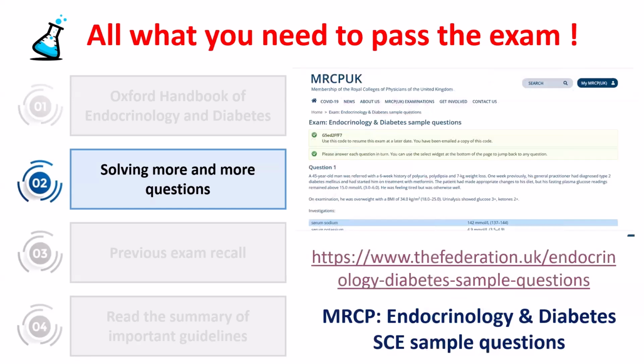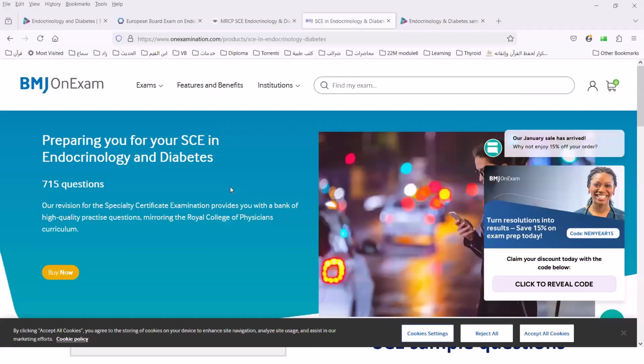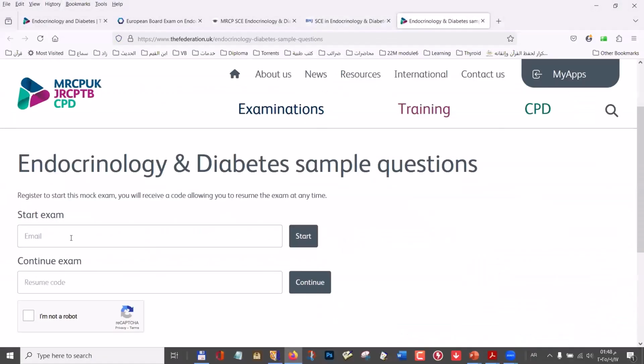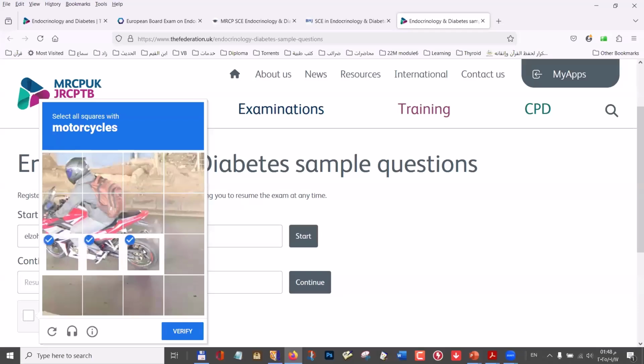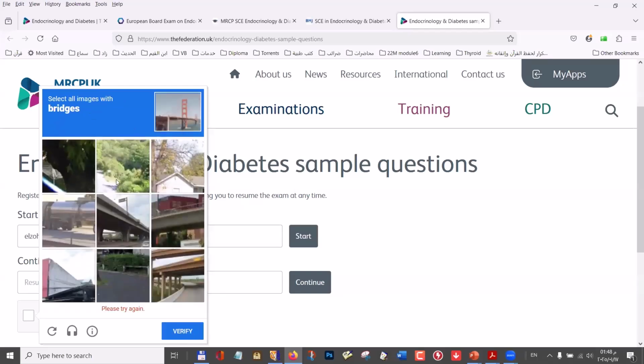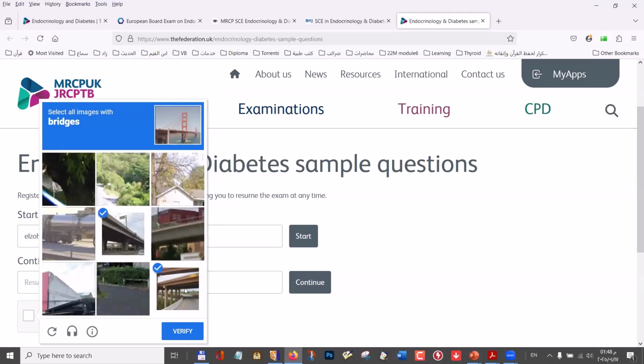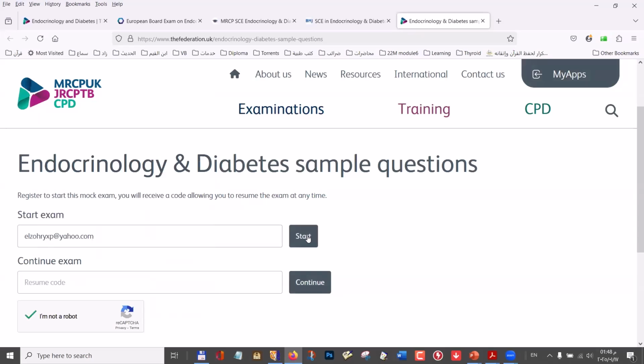Another very important source to know the difficulty of the exam is the MRCP and European Board official website sample questions. This is the official website actually, and you can go to this exam. They may ask you to write your email. For example, if I write my email like this and I go to the start, they ask about this, this is one. And they ask about the bridge, this is one, this is one, and this is one. And then go to the start.